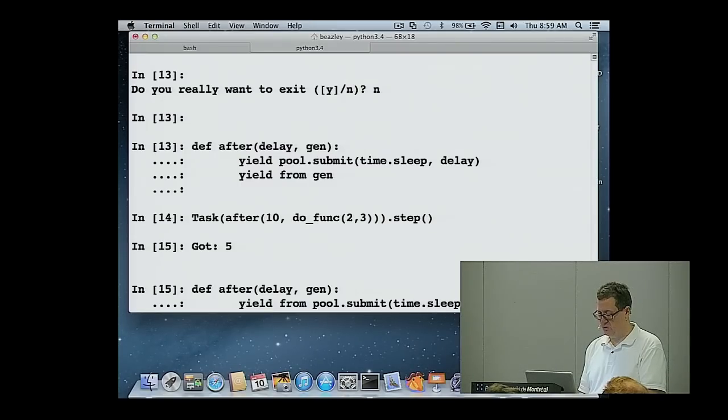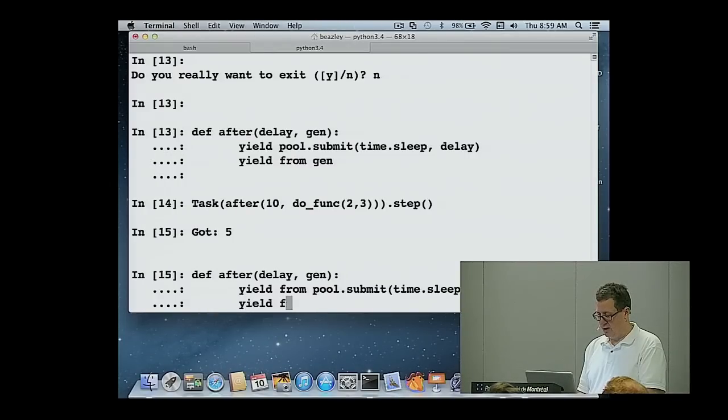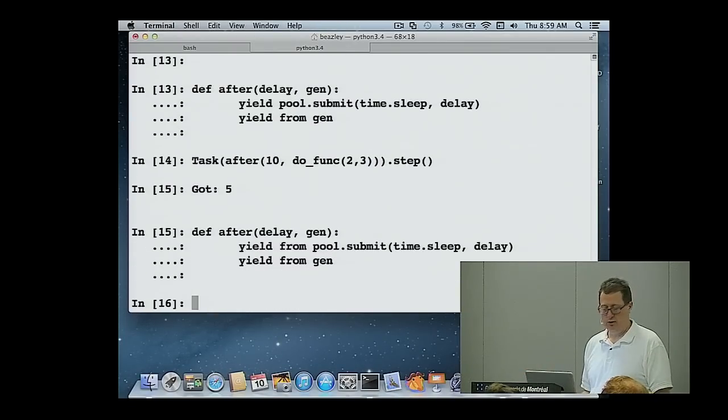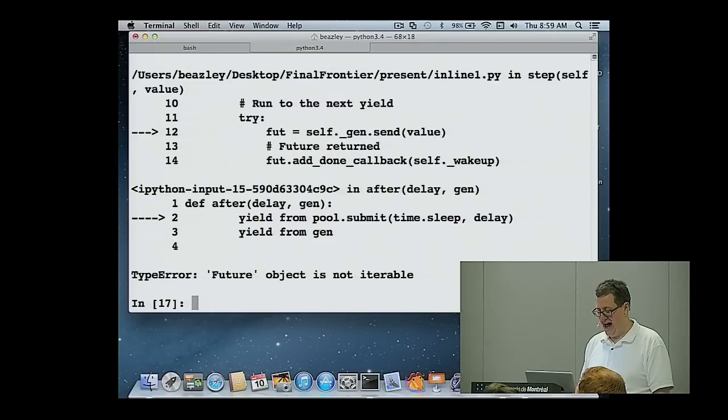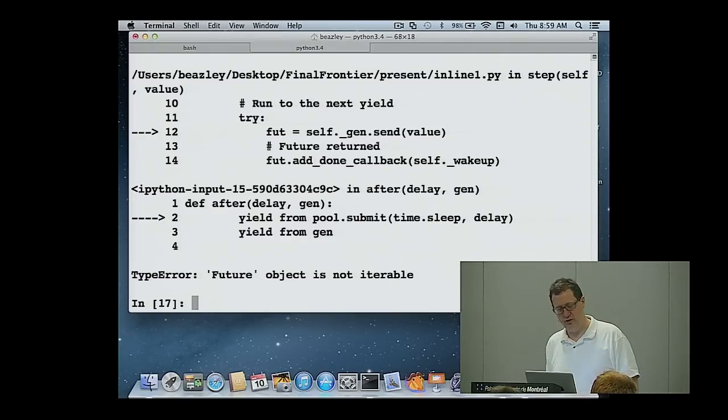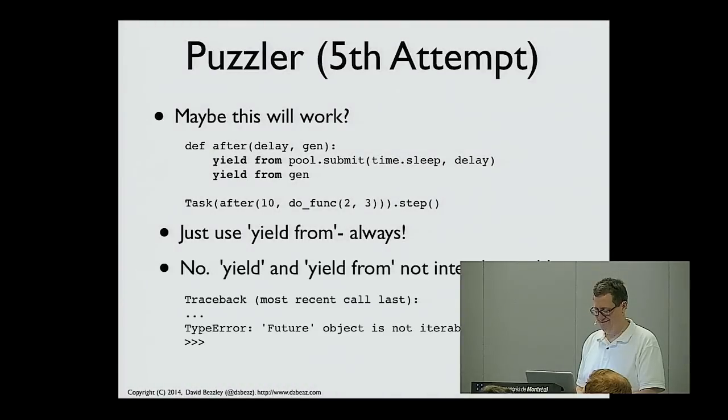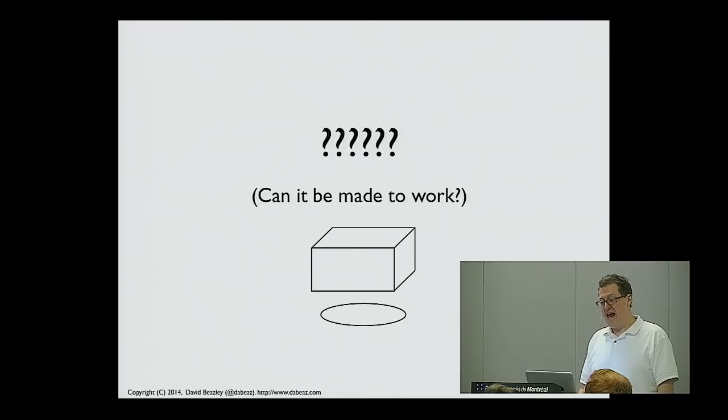Is there a difference between the two? Okay, so you can say yield, does that work? It turns out that does not work because you're trying to use yield from on a future object, and then the future object just comes back and says, I don't know, what are you doing? I don't know how to iterate. So that doesn't work. But then you could ask this question: well, could we make it work?